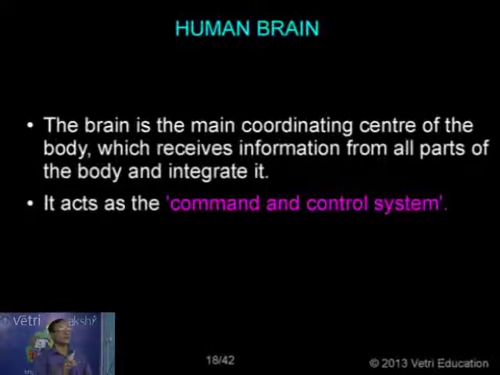Any activity is performed in a synchronized manner because of the commander, namely the brain. That is why we call it a command and control system. It's a commander, a manager, a director. It receives information from various parts of the body and integrates all these activities so that every activity is worked out in a synchronized manner.